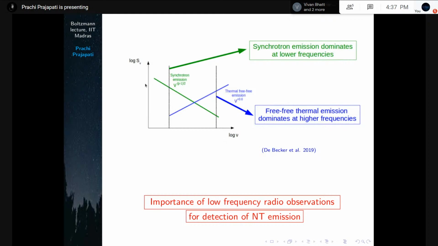So this figure tells us that if we go towards the lower frequencies and hence the higher wavelengths, the dominance of synchrotron emission is more over the thermal emission. Therefore, it's better if we go towards the higher wavelengths, like radio bands. So that's why we planned the radio observations for this particular source.